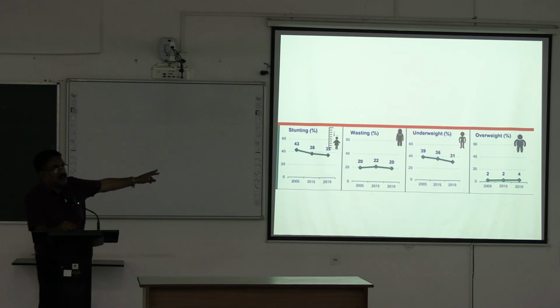Underweight, the number of underweights have gone down from 38 to 36 to 31. Overweight on the other hand has increased. Okay. So we are talking basically about, of course, overweight is also a nutritional problem, but we are talking about the first three. That is stunting, wasting and underweight.